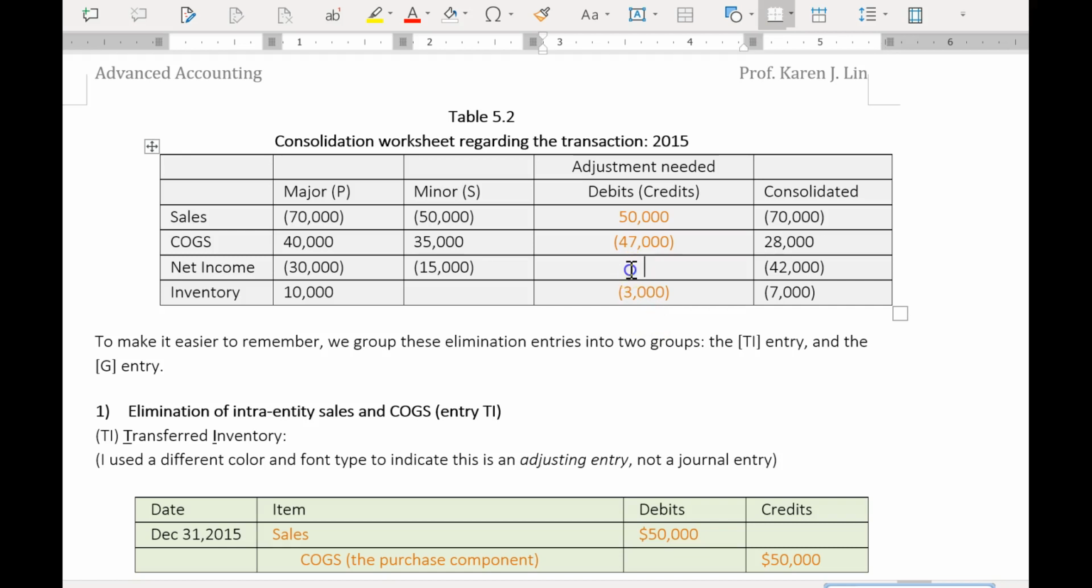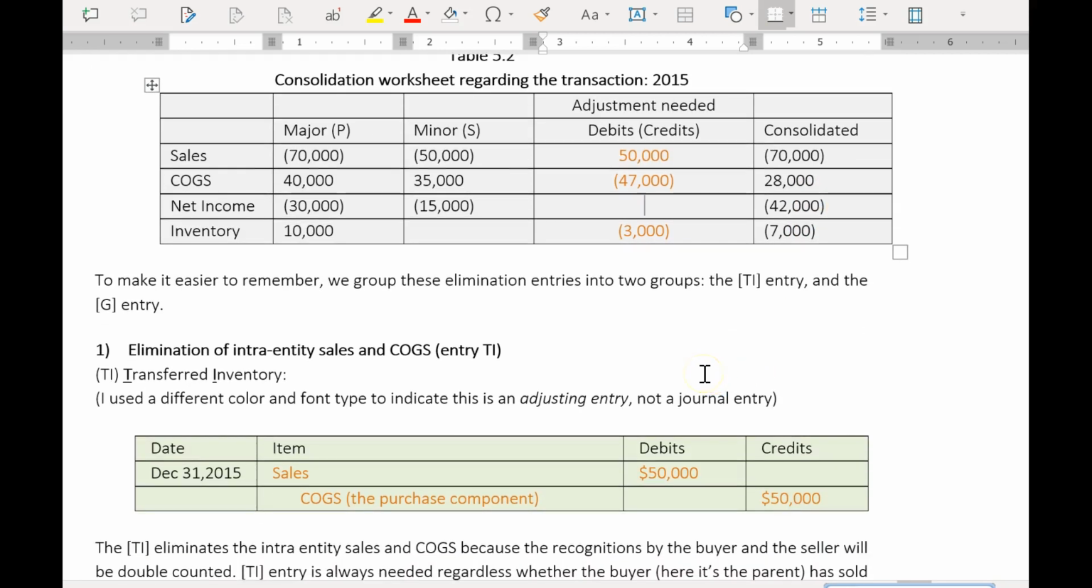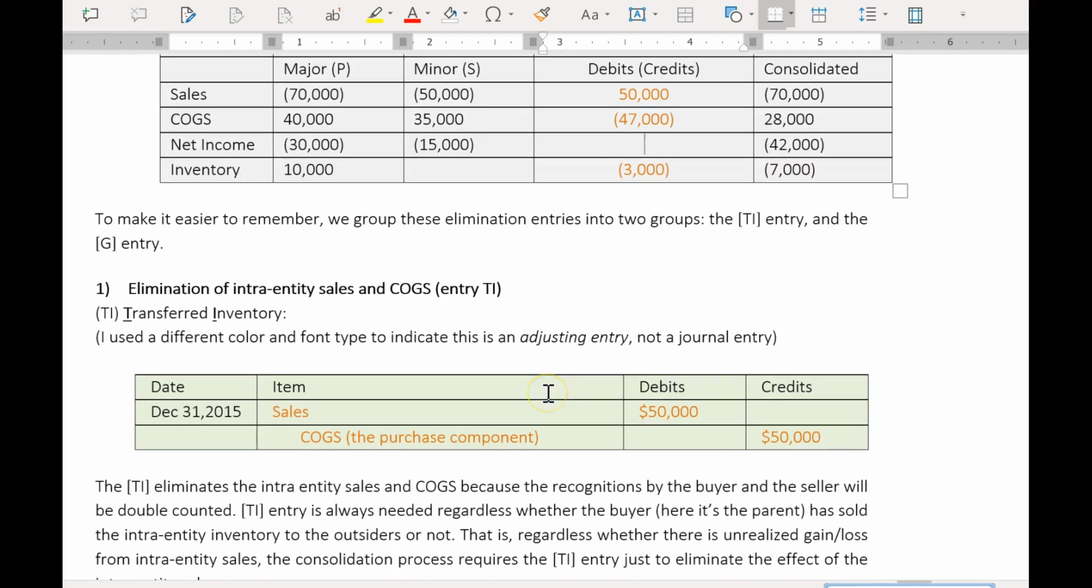However, I want to mention that for the net income cell, you do not have an adjustment here because the net income number is calculated from the above. Okay, so you don't need to. So how am I going to do this adjustment? It seems very random, or the numbers don't seem to be in a fashion that I can remember. So I have a way for you to remember. We can use a two-entry system. The first entry is TI, elimination of the transfer. T means transfer, I means inventory.